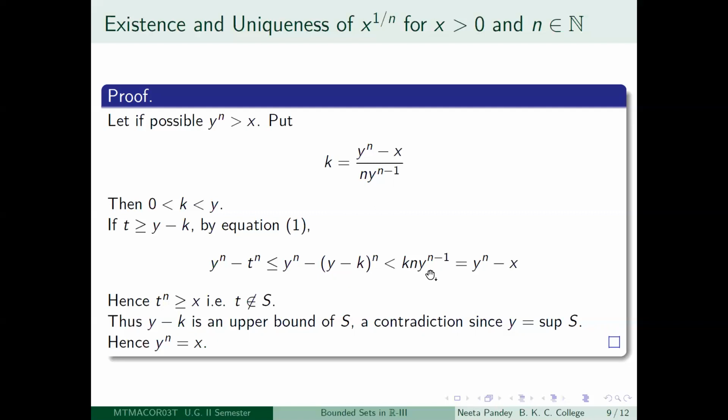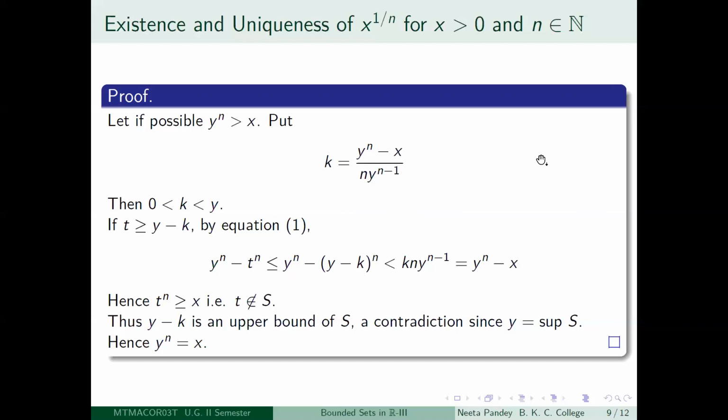Now you apply the inequality here. So your b is y and a is y minus k. So b minus a is just going to be k times n times b to the power n minus 1. So y to the power n minus 1. Right? So you get k n y to the power n minus 1, and see that this is just y to the power n minus x.